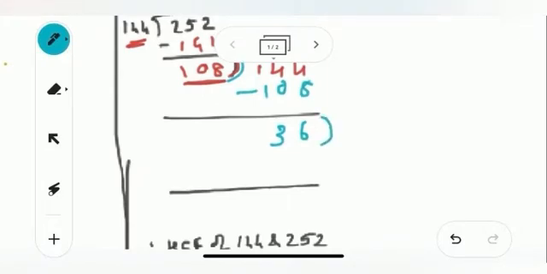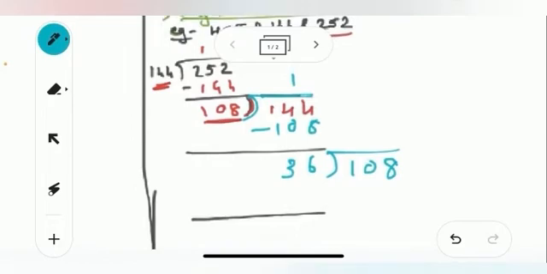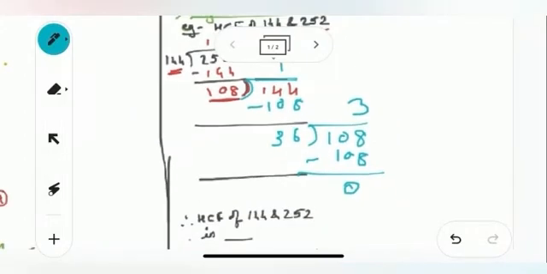So I'll divide this 136 by this 136. I'll divide 108 by 136. So I'll get 3 times 108. So now my remainder is 0. So now I will stop my answer here.